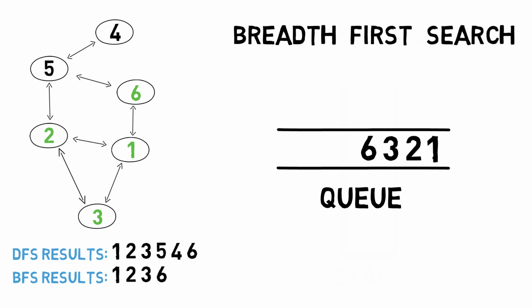We're going to remove 1 from the queue since it's the first vertex added. This is the first in, first out that queues are based around. This means we move to the new head of the queue, which is 2. We begin the process again.